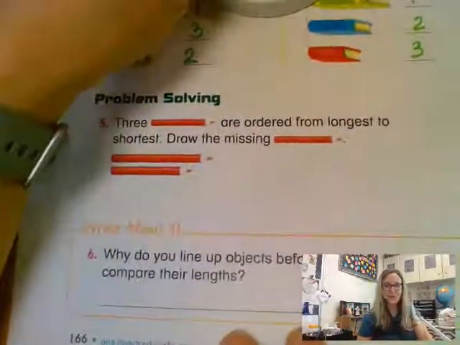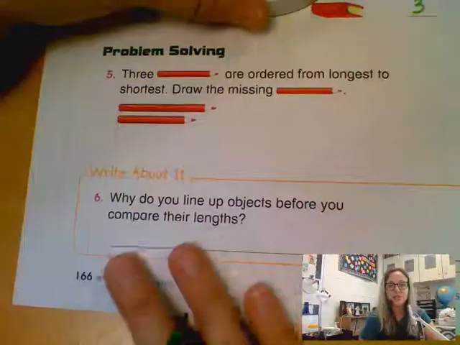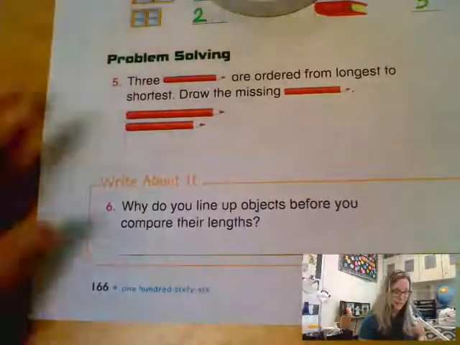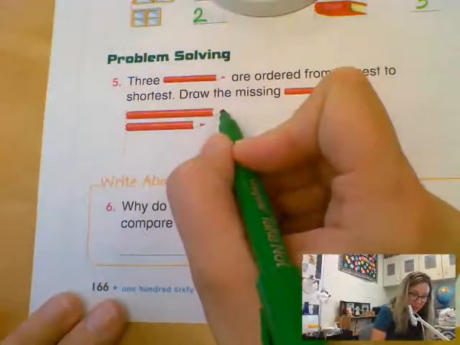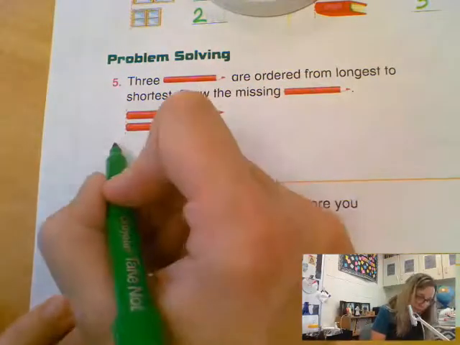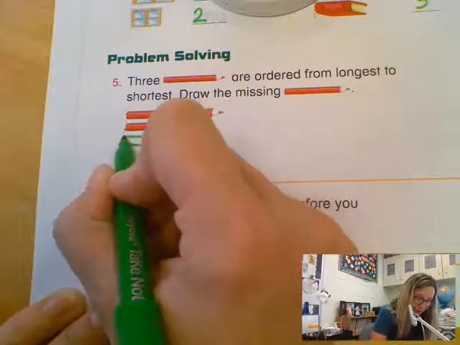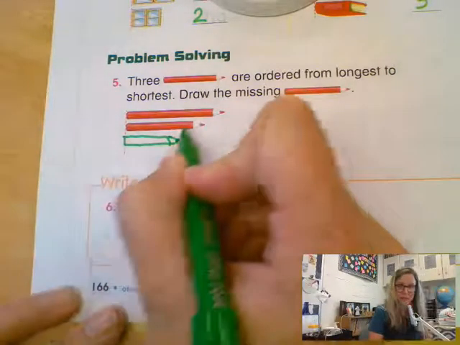And down here, the problem solving says 3 pencils are ordered from longest to shortest. Draw the missing pencil. So if they're from longest to shortest, this one has to be the longest. This one has to be in the middle. So the pencil that we draw can be any length you want as long as it's shorter than both of the other 2 pencils.